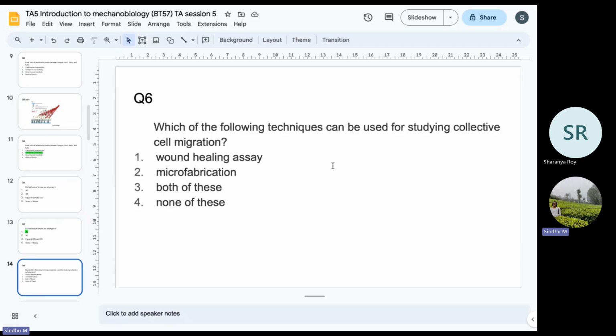Question 6, you are correct. For wound healing, you can do the wound healing assay or the microfabrication.